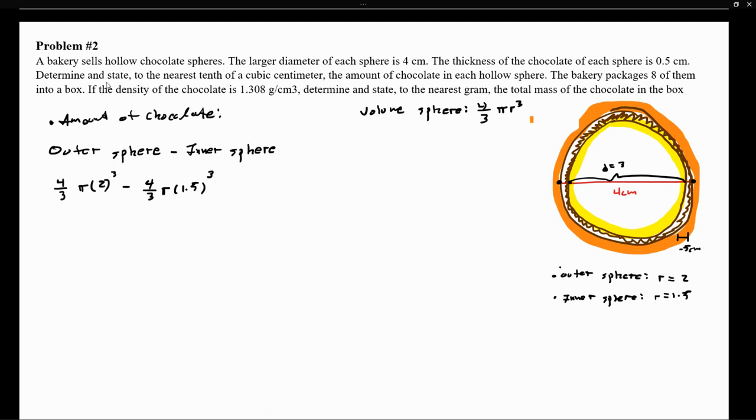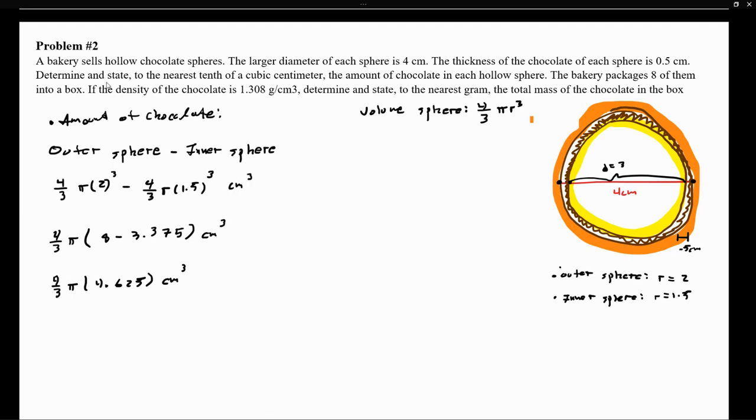We can do this on a graphing calculator, but let me just simplify a little bit more. Notice that we got two terms and they both have 4/3 pi in common, so let me just factor it out. So now we're going to have 2 cubed, which is exactly 8, minus 1.5 to the third, that's 3.375. And if we simplify inside the parentheses, this is equivalent to 4.625. And again, if we leave the units out, they're all centimeters cubed.